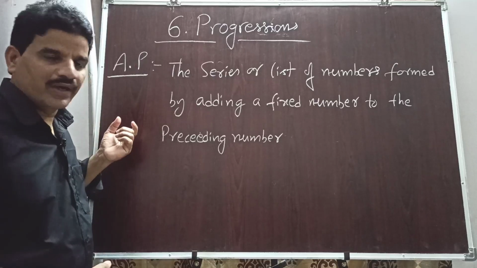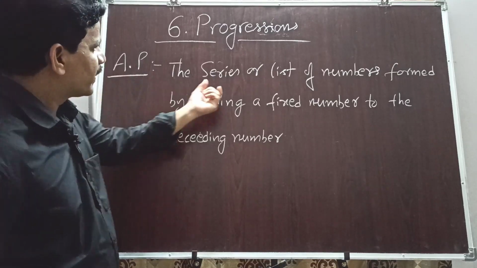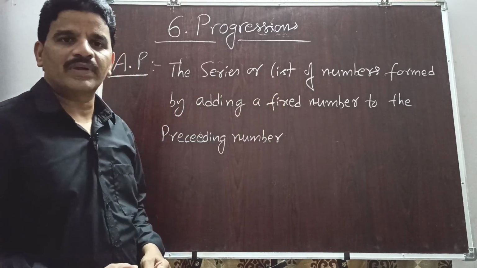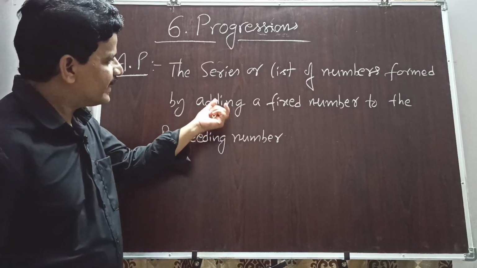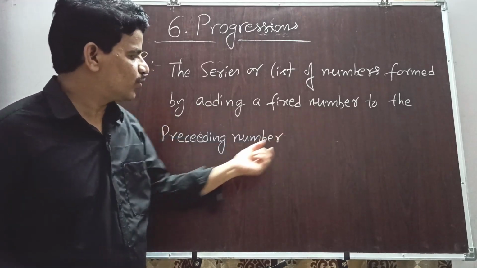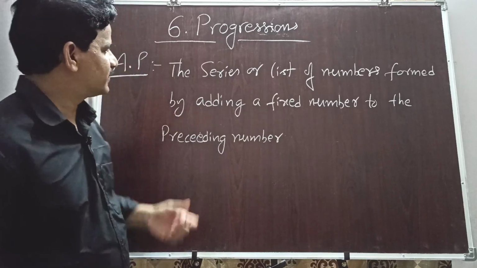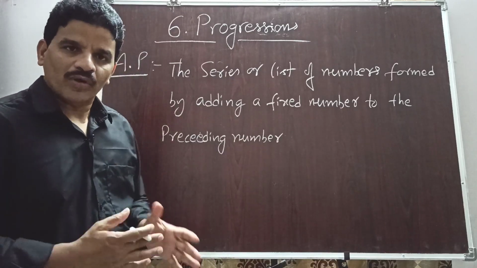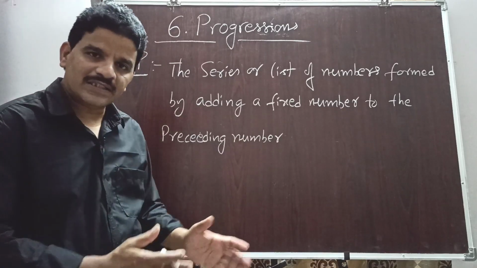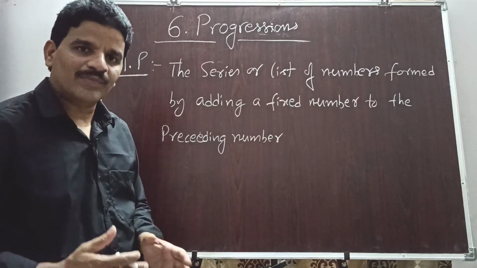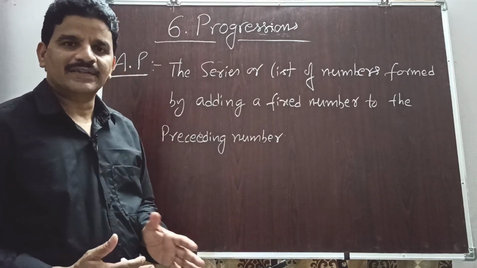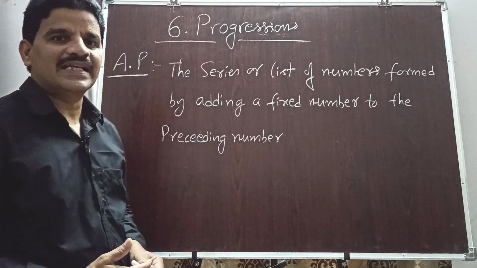Enjoy all these lectures. Arithmetic progression, simply we can write it as AP. The series or list of numbers formed by adding or subtracting a fixed number to the preceding numbers is known as arithmetic progression. So simply, arithmetic progression is a list of numbers in which each term is obtained by adding or subtracting a fixed number to the preceding terms.